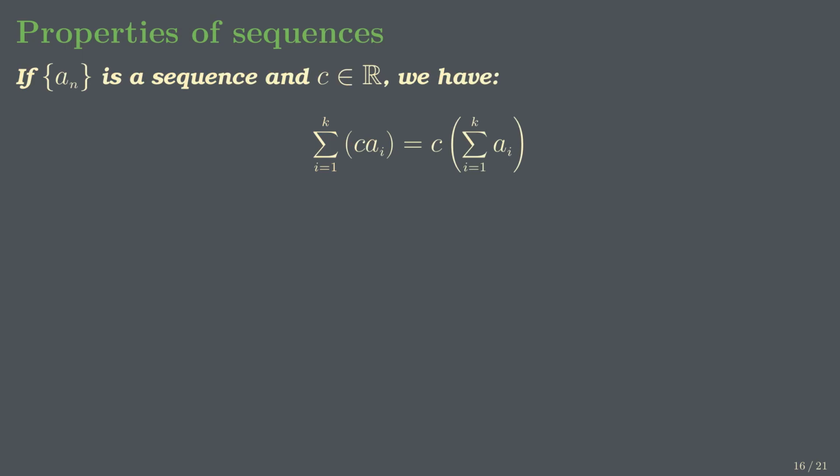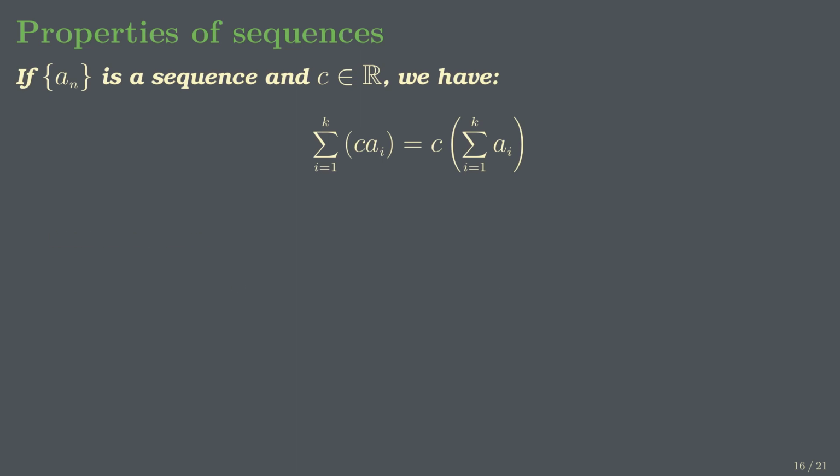Now we talk about some properties of sequences and summation notations. Given a sequence an and a real number c, we have that the summation of c ai, where i runs from 1 to k, is equivalent to computing first the summation of ai for i from 1 to k, and then multiplying this summation with c.